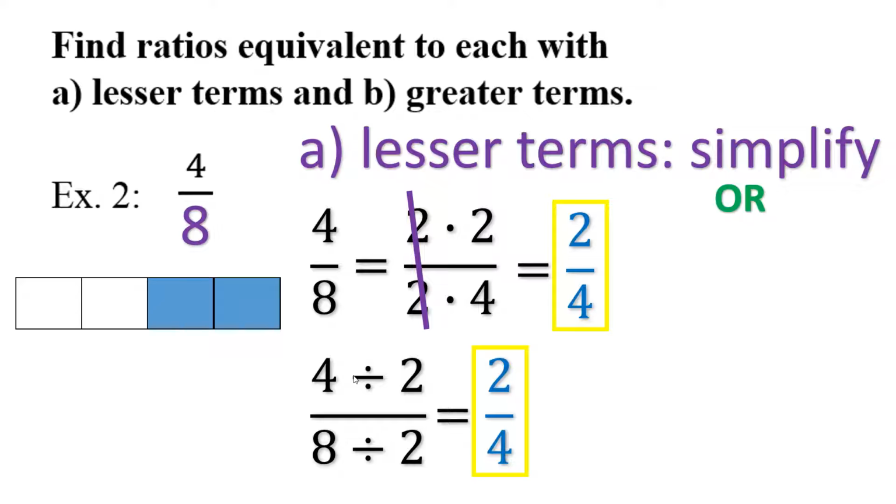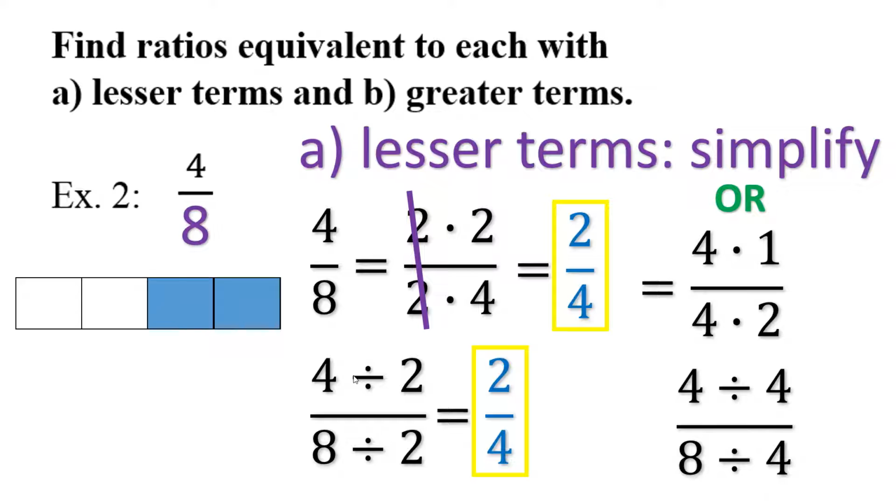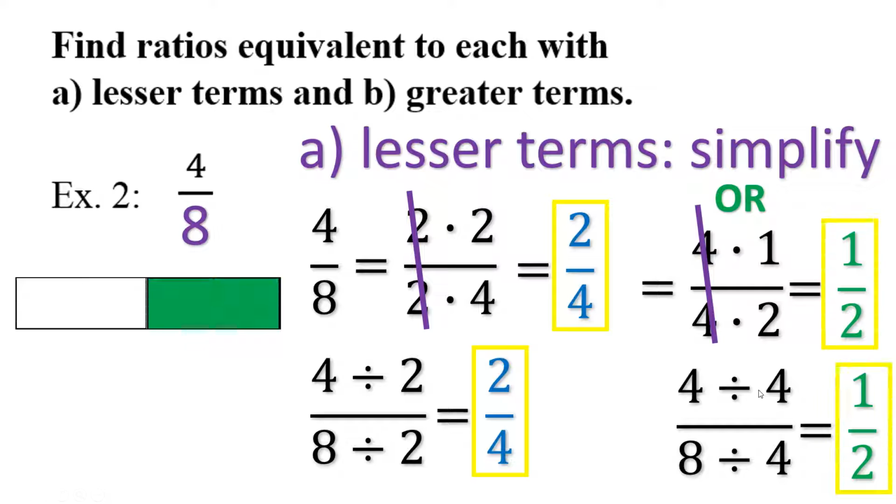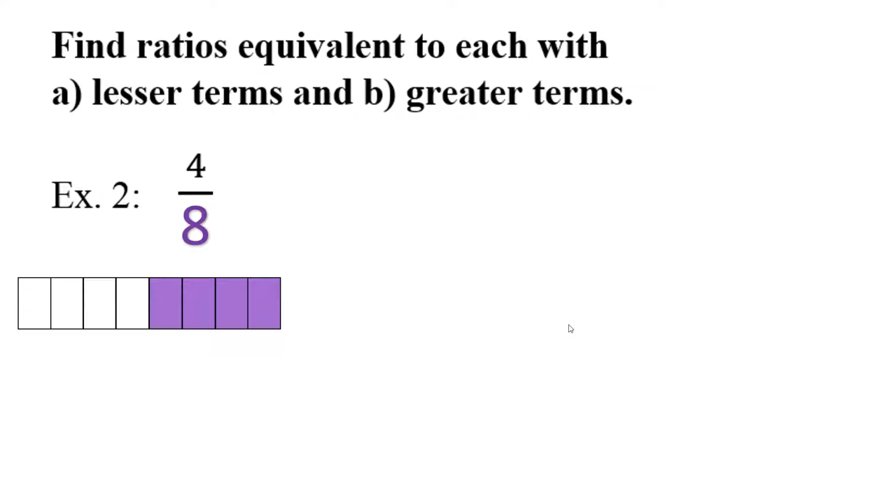The other option would be the simplest form of this one, which would be the GCF, so getting rid of the 4 here or dividing by 4, which is the same thing, and you get a half. So you don't have to have both of these, but lesser terms means you've divided to lesser terms, and it does not say simplest form. So in this case, either of these are okay.